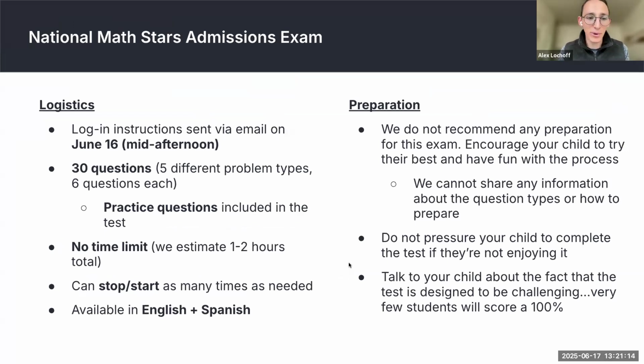Now, I see there have been many questions in the chat about the admissions exam, so let me cover, hopefully, some of them here. As I said, the email with instructions for that test went out yesterday. I encourage you to read them all carefully. This test includes 30 questions. Those are split across 5 different types of problems, where there are 6 questions per problem type. And I've made sure to include a few practice problems of each problem type so that your child has a chance to see how it works before they get into the real problems.